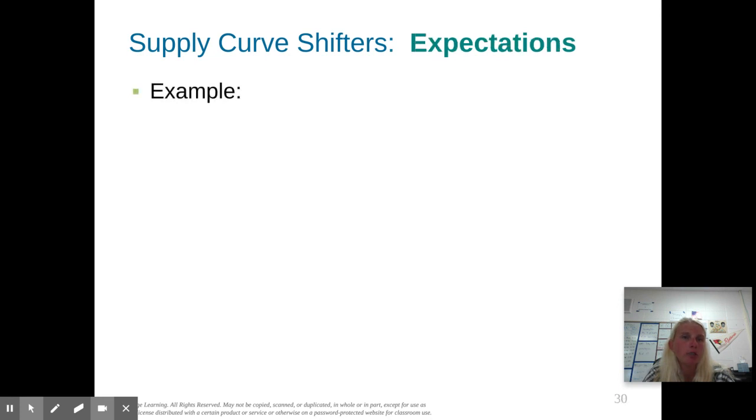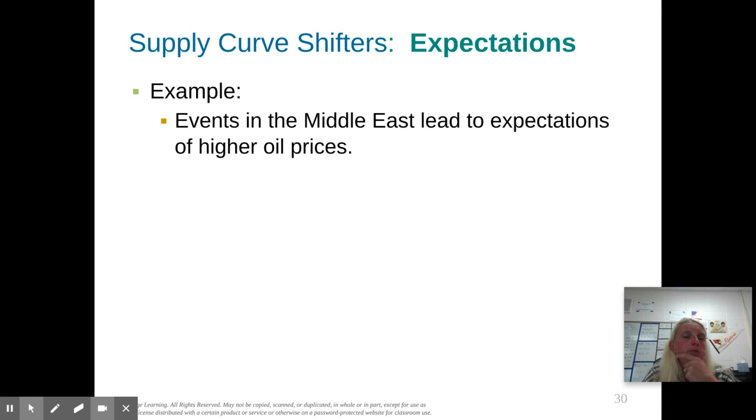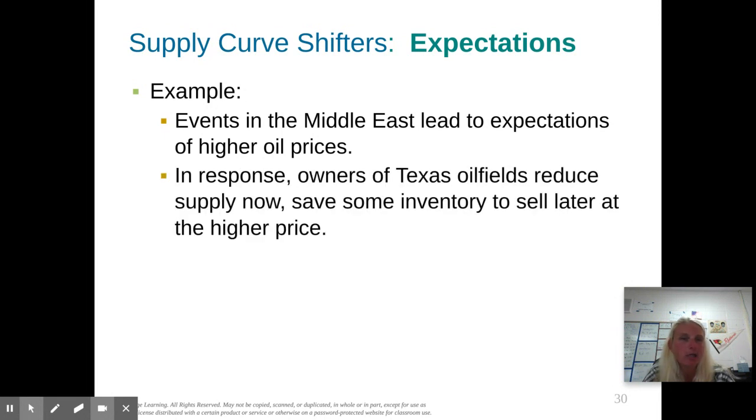All right, expectations. Here's an example. Events in the Middle East led to expectations of higher oil prices. There we go. In response, owners of Texas oil fields reduced the supply now to save some inventory to sell at a higher price later. So what they can do is they see something happen, a supplier sees something happen, and they expect that they could get higher prices later. So they might hold on to it, and that would lower the supply. That would decrease the supply, and that would shift to the left.